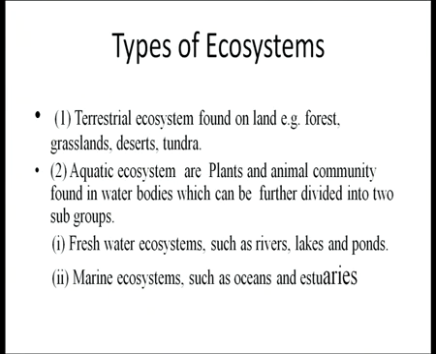Aquatic ecosystems are plants and animals found in water bodies which can be further divided into two subgroups, the freshwater ecosystems such as rivers, lakes and ponds and marine ecosystems such as oceans and estuaries.